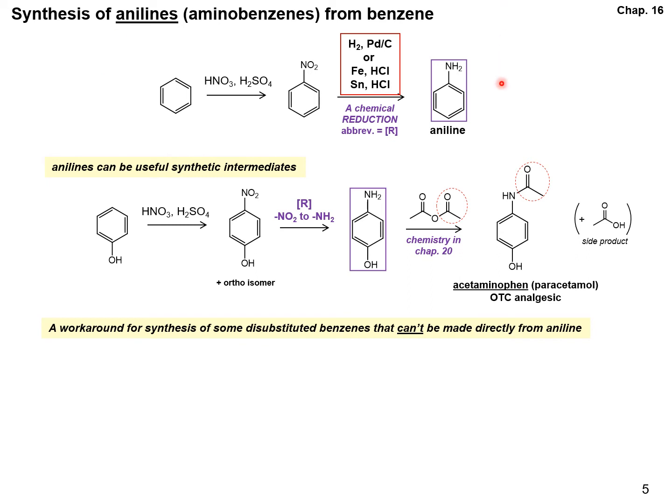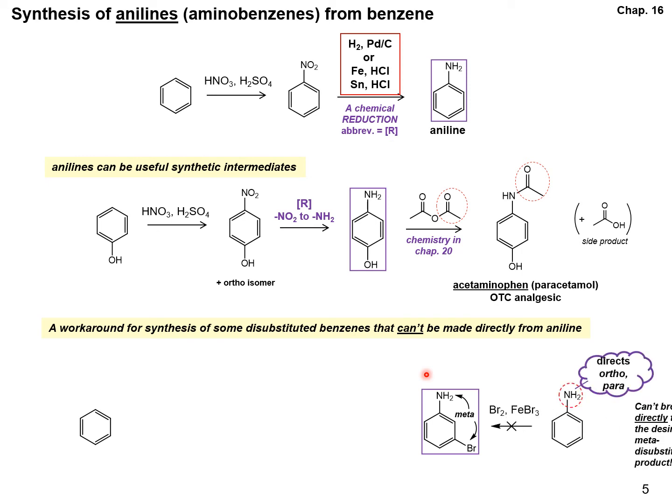You'll find this chemistry shown above to be most useful to you as a workaround to synthesize disubstituted benzenes that you can't make directly from aniline. If, for example, someone had asked you to make this disubstituted aniline, this meta-bromoaniline from benzene, you would note that the amino group and the bromine are meta to each other. We know that the amino group is an ortho-para-director, so therefore you cannot simply take aniline and do an electrophilic aromatic bromination. That won't work.